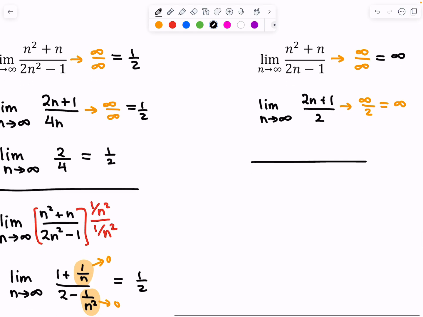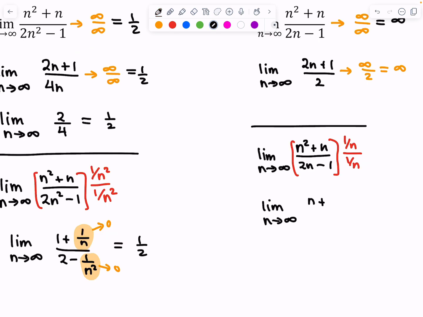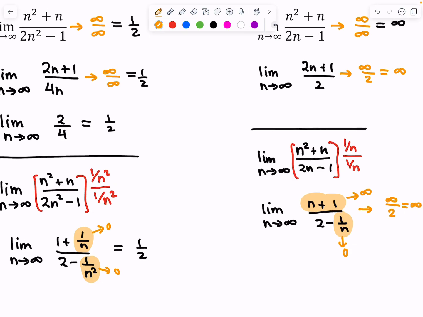In the algebraic approach, the highest power in the denominator is an implied 1 on that n, so multiply this by 1 over n to the 1 over itself. Distribute, we get n plus 1 over 2 minus 1 over n. And as n goes to infinity, that numerator approaches infinity, while this fraction here shrinks to 0, meaning that this approaches infinity over 2, which is still infinity, confirming L'Hopital's rule.